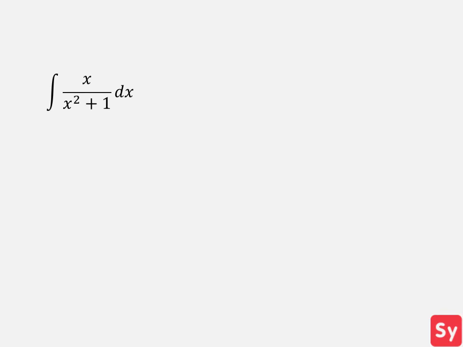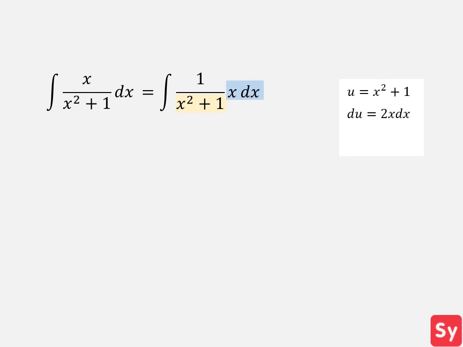Last example, we have the integral of x over x squared plus 1 with respect to x. Let's rewrite this to the integral of 1 over x squared plus 1 times x with respect to x. Here we'll set u to equal x squared plus 1 and du equal to 2x dx. We see that there's no 2x dx, so we'll divide by 2, and we'll get 1/2 du equals x dx.